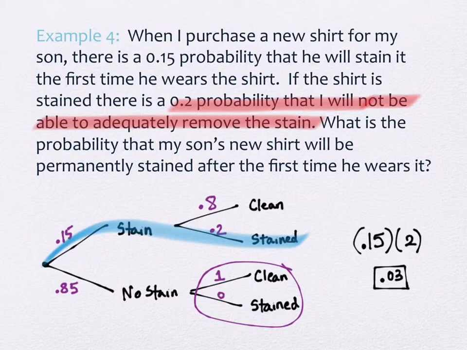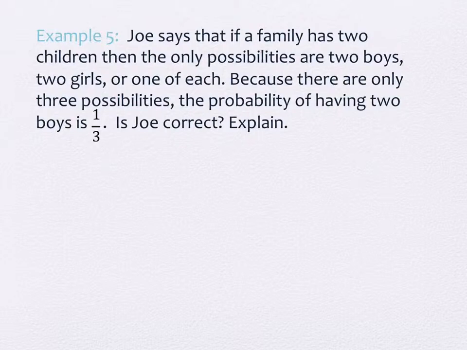I mentioned this problem last time. We're going to do this one now. We've got Joe. Joe says if a family has 2 children, then the only possibilities are 2 boys, 2 girls, or 1 of each. Because there are only 3 possibilities, the probability of having 2 boys is 1/3. Is Joe correct? And explain. The way we're going to analyze his argument is by drawing the tree diagram that represents a family having 2 children.